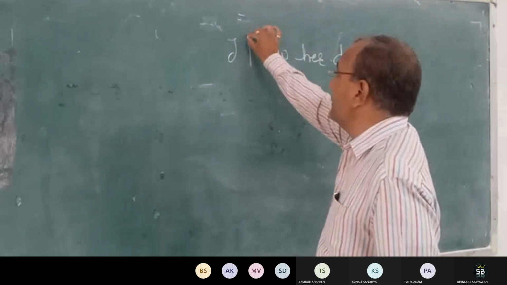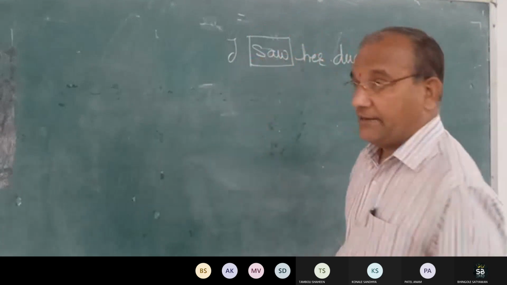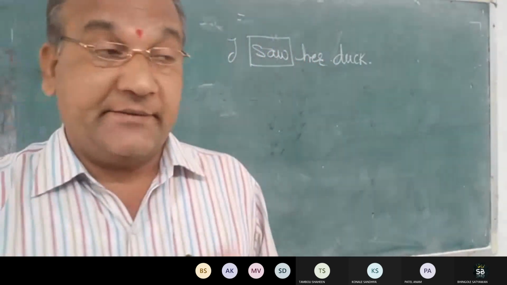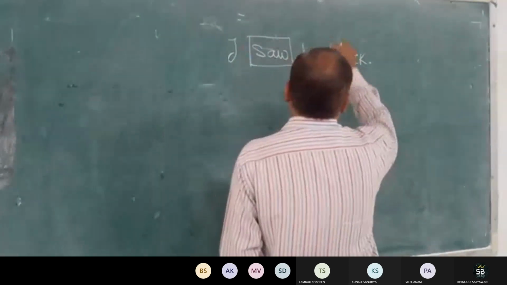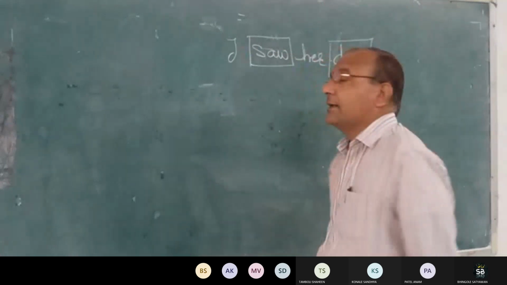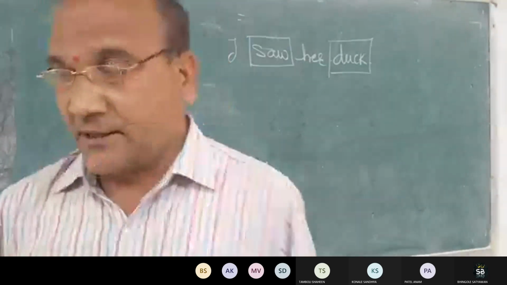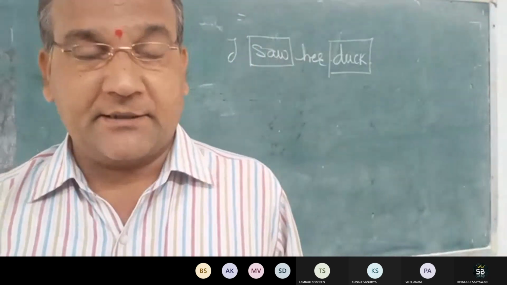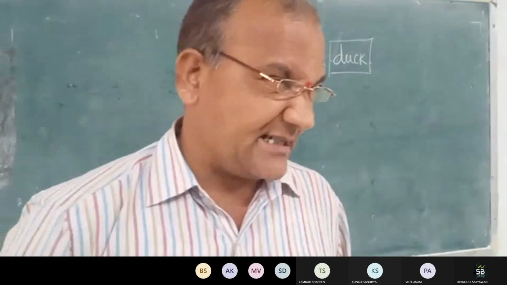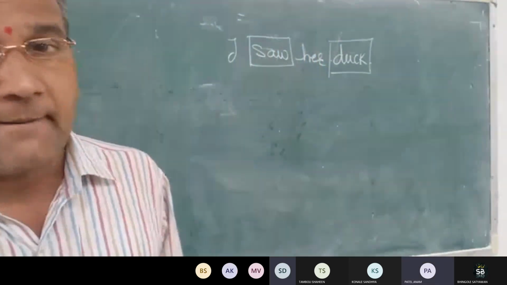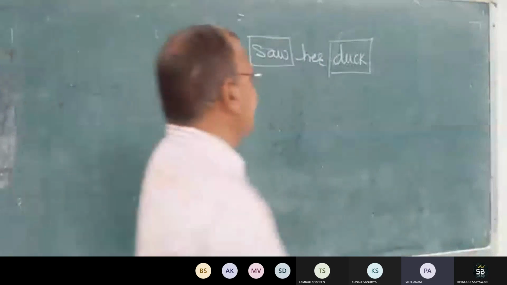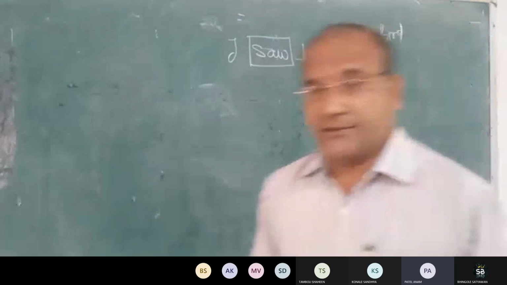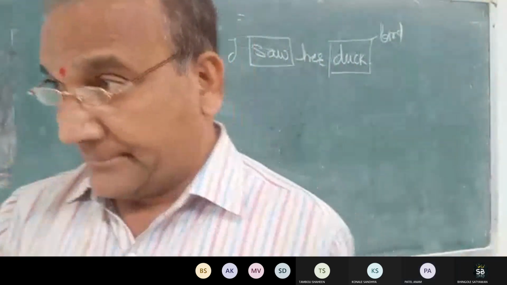Because saw has two meanings, even duck has two meanings. Well, let us talk about duck first. What are the two meanings of duck? Can you guess? One, duck as a bird, and second, to duck under the water, or drown.